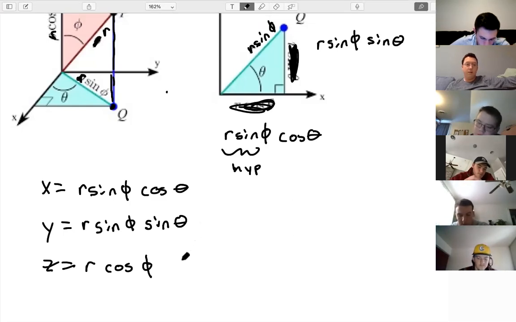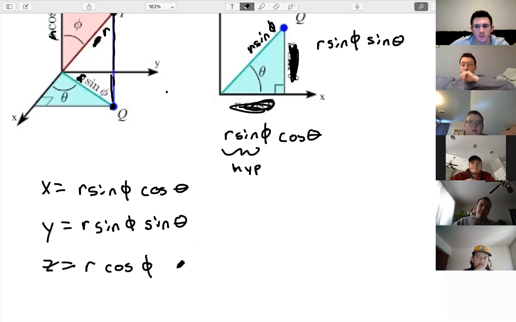How are we doing? Do you guys remember seeing these formulas in Stephanie's class or somewhere? Okay.